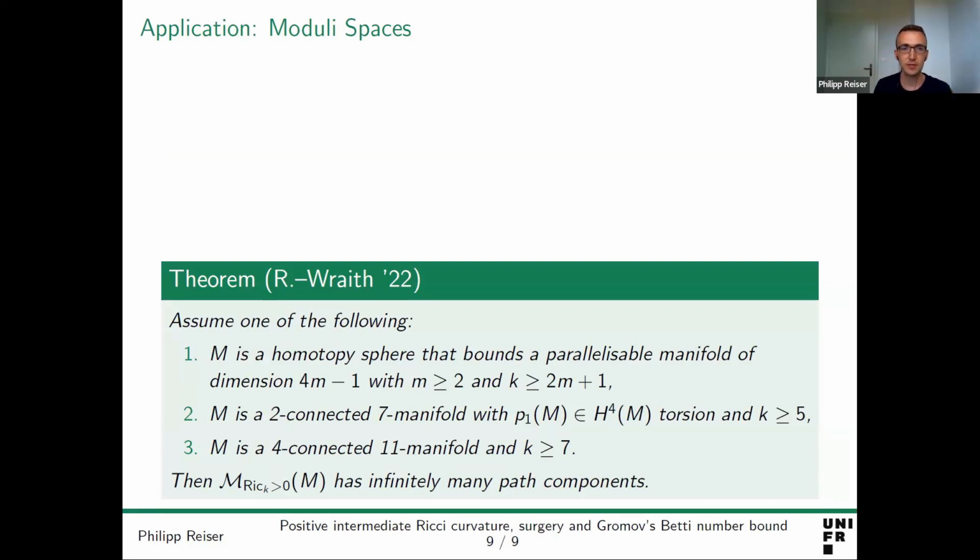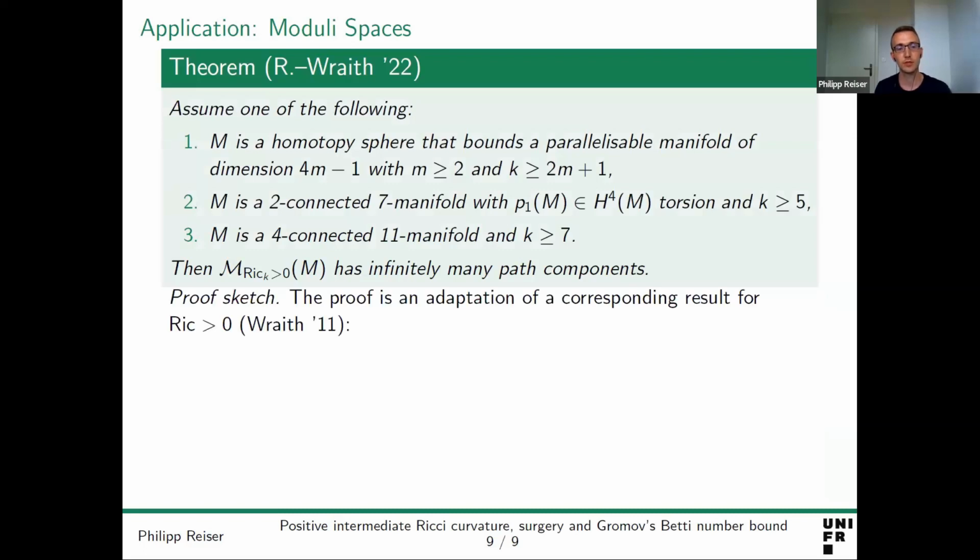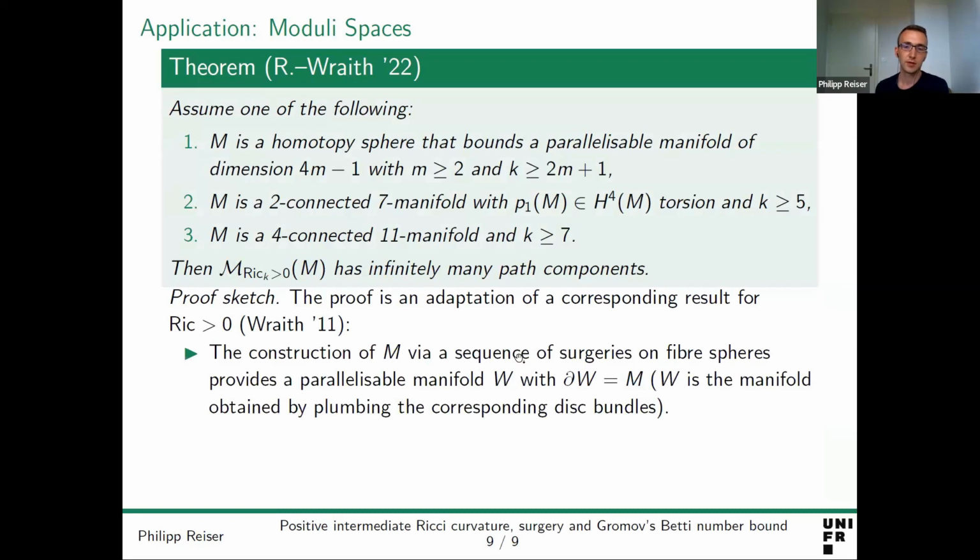So how do we prove this? Here's a rough proof sketch. This was known for Ricci positive, and was shown by David Wraith. So this construction of these manifolds via a graph at the same time also provides a manifold W whose boundary is M.